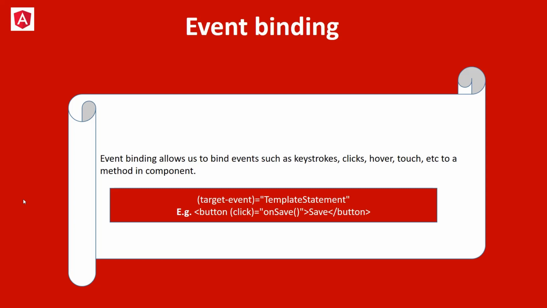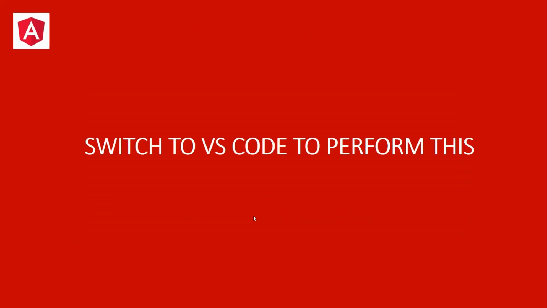Basically, event binding allows us to bind events such as the keystroke, click, hover event, touch event of the button, so that we can pass that event from our view to the component. Here is the example of it. Firstly we will define the target event of the HTML element, then we will pass our template statement that we want to be passed. For example, if we have a button, then we will define its click event. So let's see how we can define that.